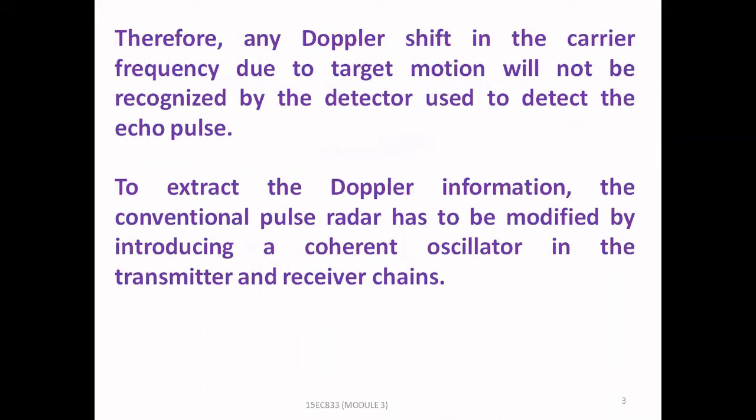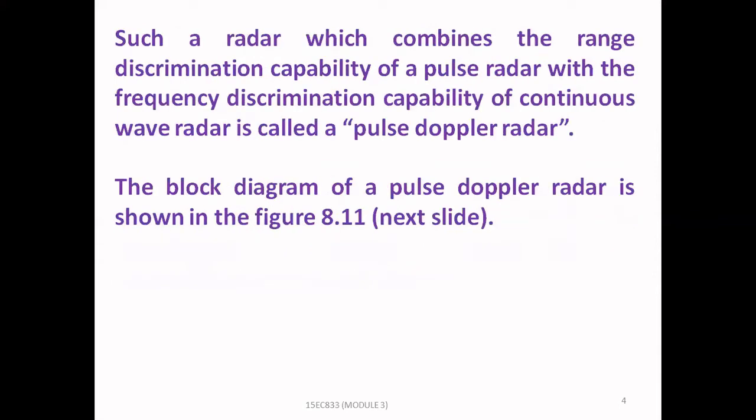Therefore, any Doppler shift in the carrier frequency due to target motion will not be recognized by the detector used to detect the echo pulse. To extract the Doppler information, the conventional pulse radar has to be modified by introducing a coherent oscillator in the transmitter and receiver chains. Such a radar, which combines the range discrimination capability of a pulsed radar with the frequency discrimination capability of continuous wave radar, is called a pulse Doppler radar. The block diagram of a pulse Doppler radar is shown in the figure 8.11.